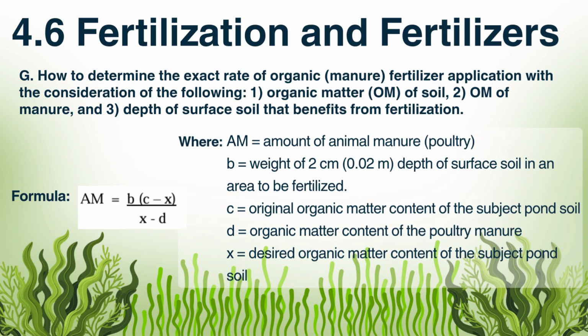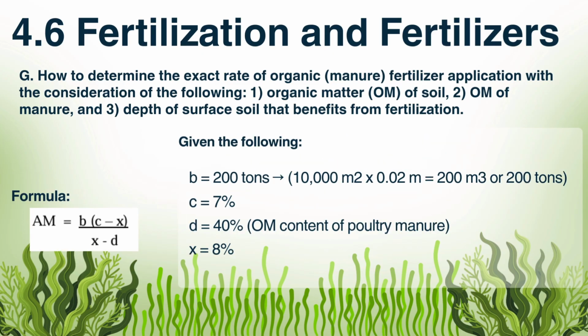over X minus D, where AM is the amount of animal manure, B is the weight of 2 centimeter or 0.02 meter depth of surface soil in an area to be fertilized. C is the original organic matter content of the subject pond soil. And D is the organic matter content of the poultry manure. And X is the desired organic matter content of the subject pond soil.